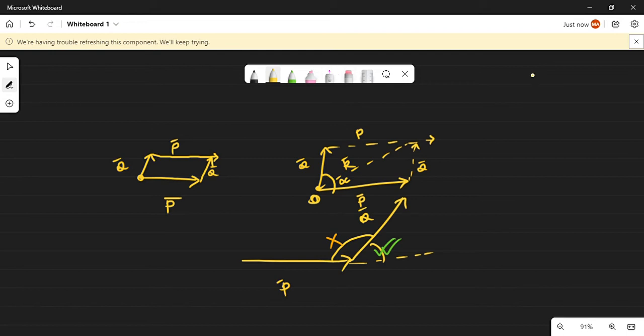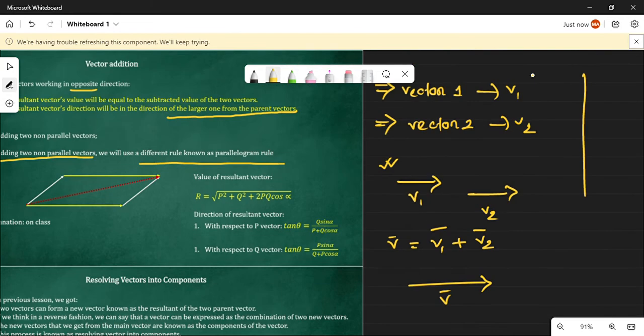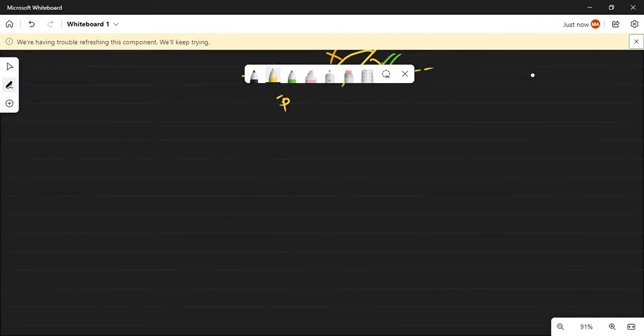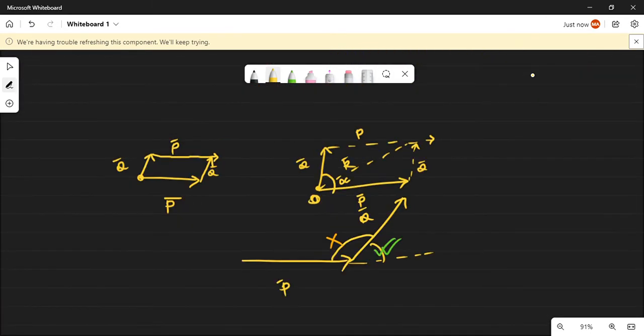Okay, then for now we have to find out the value of R. We will be given the values of P and Q, and then we have to find out the value of R from the given values of P and Q.